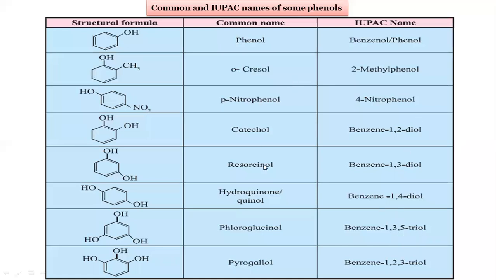The IUPAC names are very easy, but the common names are quite difficult to remember. So go through it, make a practice at your home. What is meant by catechol? What is meant by resorcinol? Positions are important here. 1, 2 position, then 1, 3 position. 1, 4 position is called quinol. Benzene 1, 4-diol. IUPAC names are quite easy because numbering is there, and 2 OH groups are diol, 3 OH groups are triols. This is pyrogallol. Its common name is pyrogallol, but IUPAC name is benzene 1, 2, 3 triol.